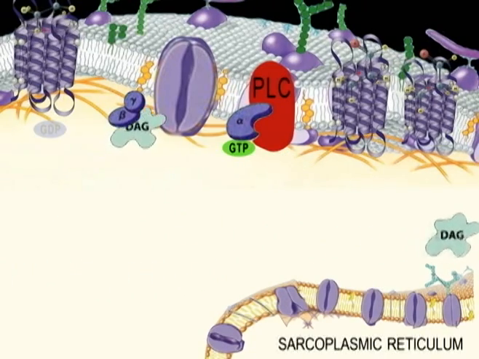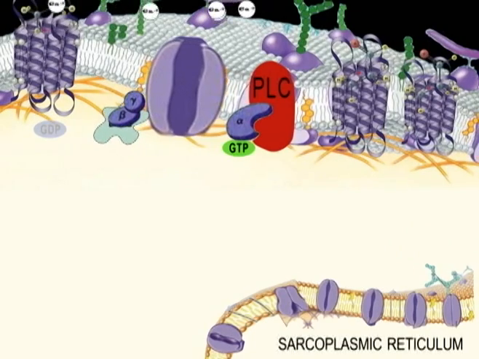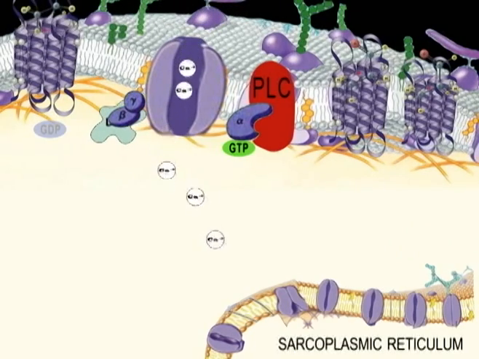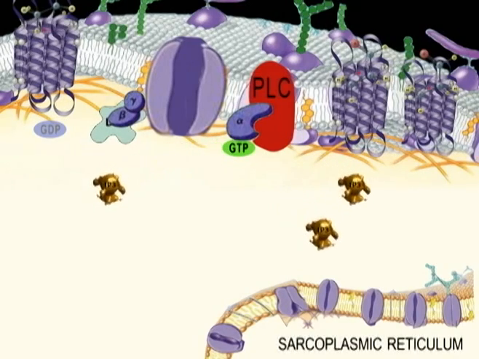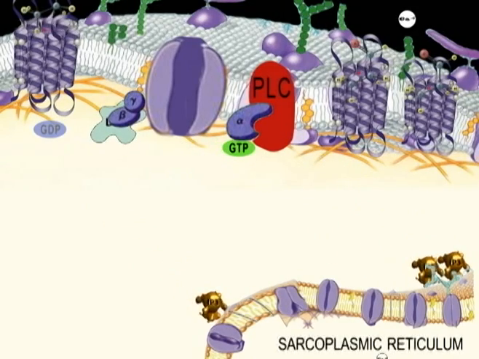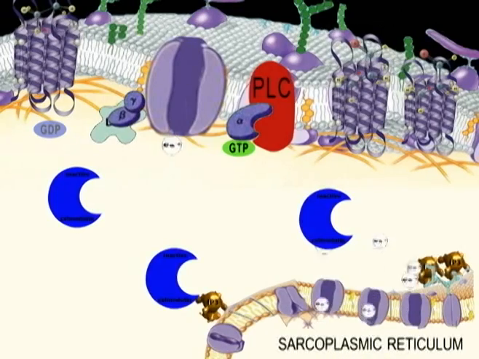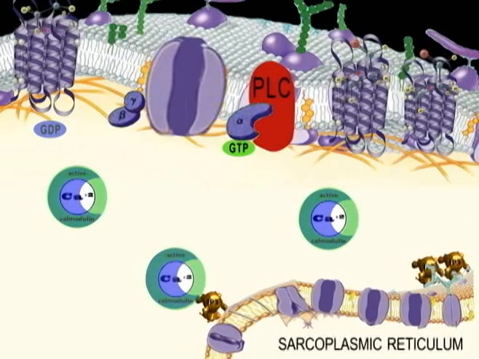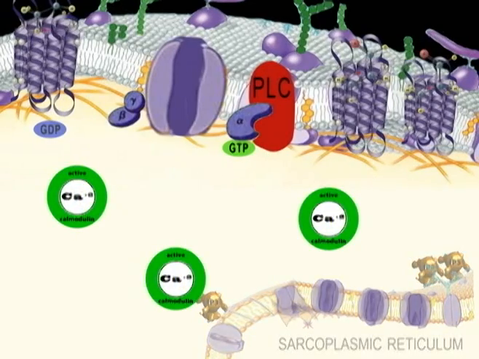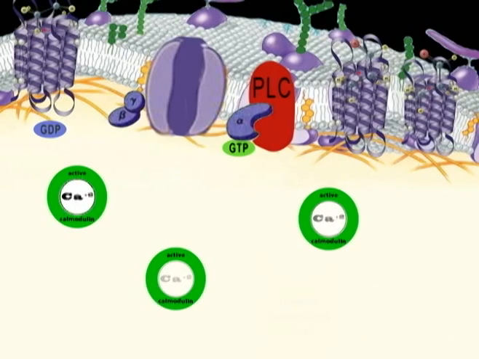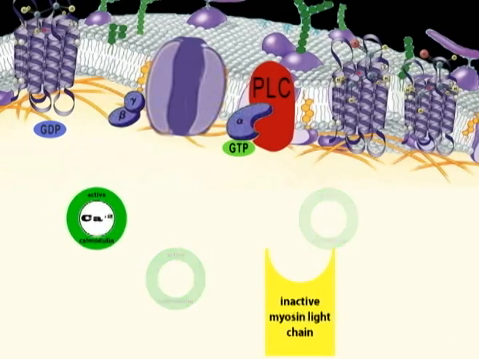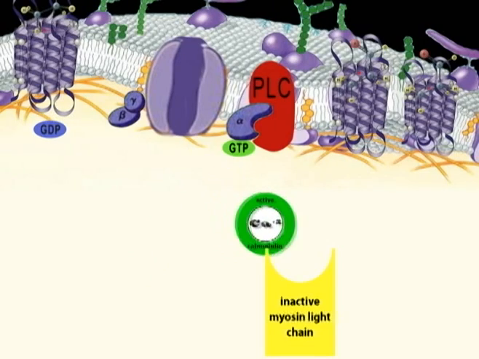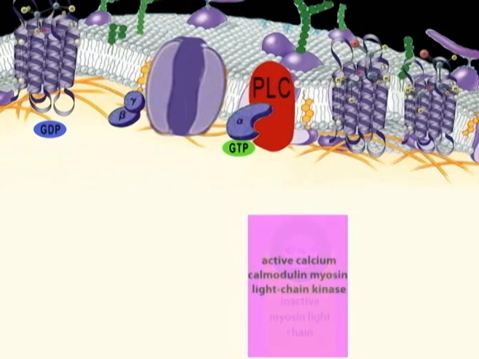DAG binds with the calcium channels in the plasma membrane, allowing the influx of calcium, thus increasing intracellular calcium levels. IP3, on the other hand, binds with the receptors of the sarcoplasmic reticulum, inducing the influx of calcium to the cytoplasm. The calcium ions bind with the inactive calmodulin to form the active calcium-calmodulin, which then binds to the inactive myosin light chain kinase, forming the active calcium-calmodulin myosin light chain kinase.